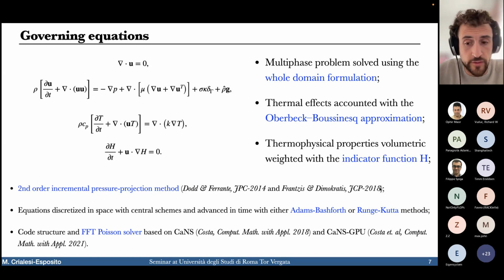And here are some of the references in case you're interested. The equations are discretized in space with central schemes and advanced with Adams-Bashforth or Runge-Kutta. We usually, for this application, I think we're going to use Adams-Bashforth. The code uses an FFT Poisson solver, which is based on a previous code that also people in NVIDIA ported to GPUs, which is called CaNS.